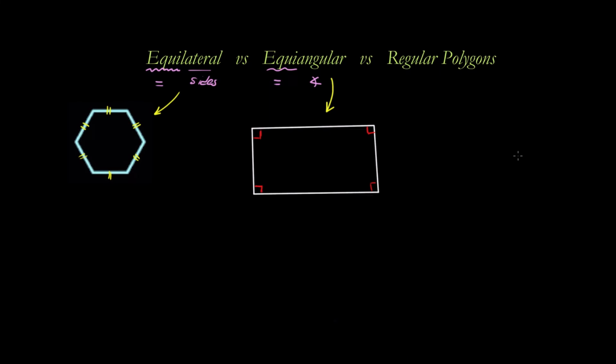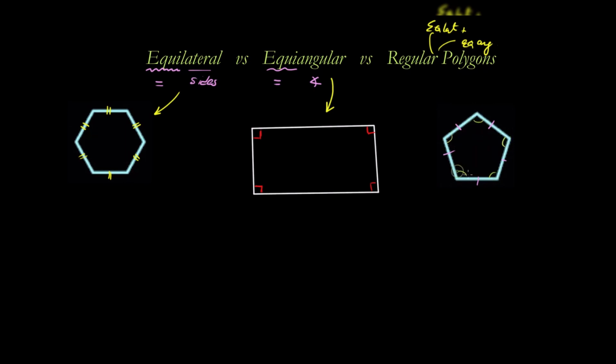Now, a regular polygon is one where both the sides are equilateral and equiangular. So a regular polygon basically is equilateral and it is equiangular. So it's both at the same time. Let me give you an example of that. Look at this. This is a pentagon, and this is no ordinary pentagon. This is a pentagon that's equilateral. That means all the sides are of equal length, and also all the angles are of equal measure. So all of these angles are congruent.